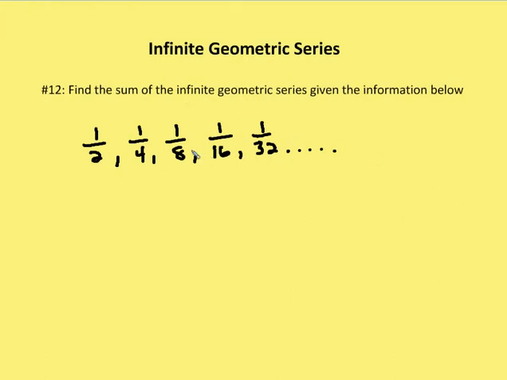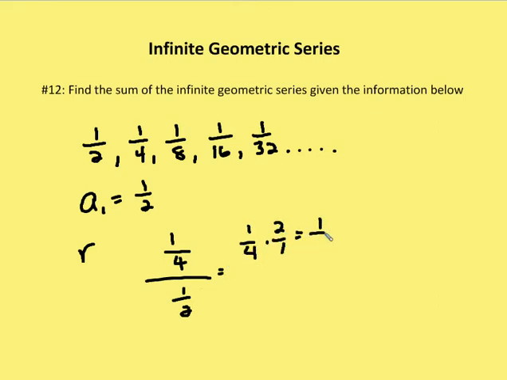So now let's take a look at a different problem. In this case, I'm not given the values in summation notation. I'm given the a sub 1 value. I'm asked to figure out what the constant ratio is, and then to put it into the formula for the sum of an infinite geometric series. So I can see my a sub 1 value is going to be 1/2. And I figure out what my constant ratio is by taking one term and dividing it by the preceding term. So it'll be 1/4 divided by 1/2, which is equal to 1/4 times 2 over 1, which is equal to 1/2. So I have my r value of 1/2.